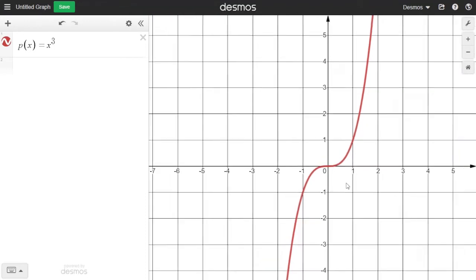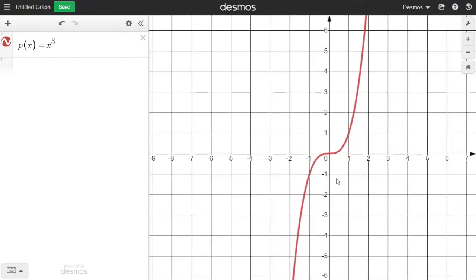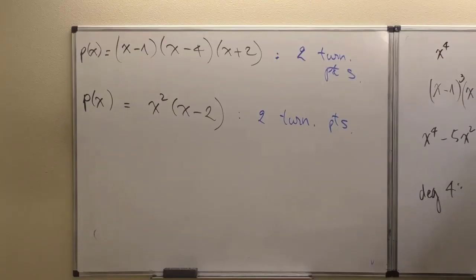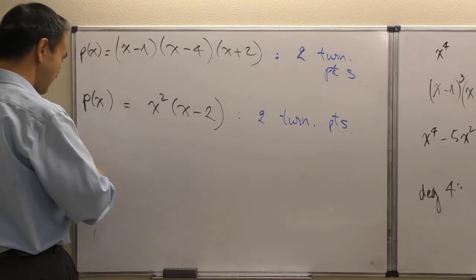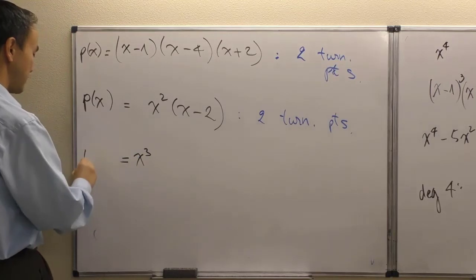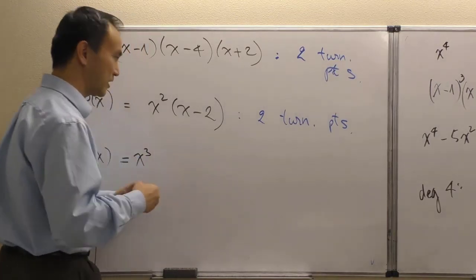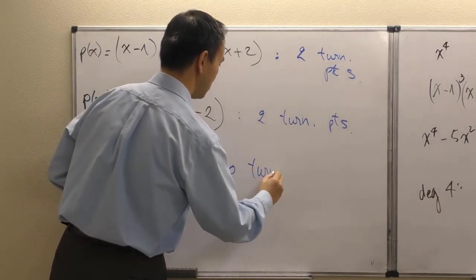And so now for this graph right here, it's simply a waterfall structure, and it has a flat point. So this point here is not exactly a turning point in the sense that it's turning from going up to going down, or from going down to going up. So in this way, for now, we can conclude that this p of x equals x cubed, as far as the number of turning points, has no turning points.